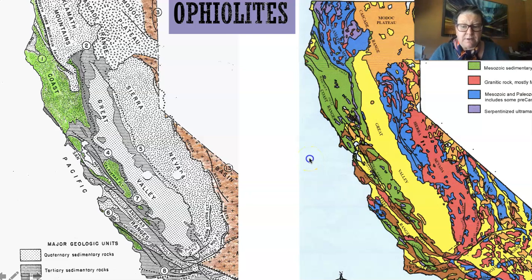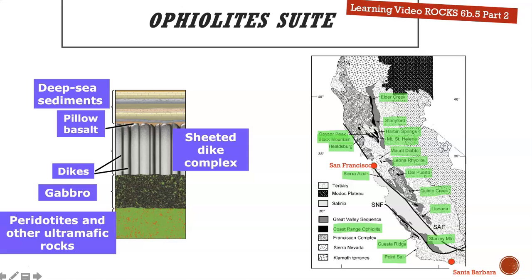So what are ophiolites? I talked about ophiolites in Learning Video Rocks 6B.5 Part 2. So if you don't remember or you didn't catch that one, please go back and look at it. Ophiolites are a sequence of rocks that can sometimes be pushed up onto the continent, and they're basically a chunk of the ocean crust.